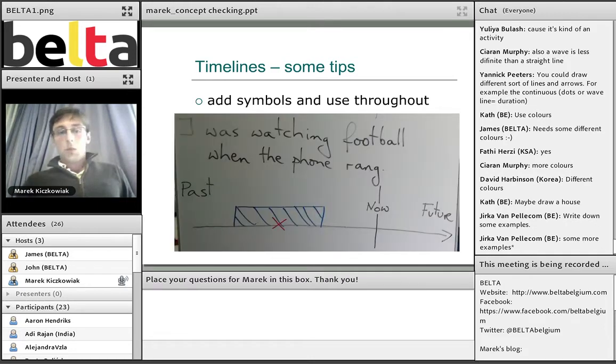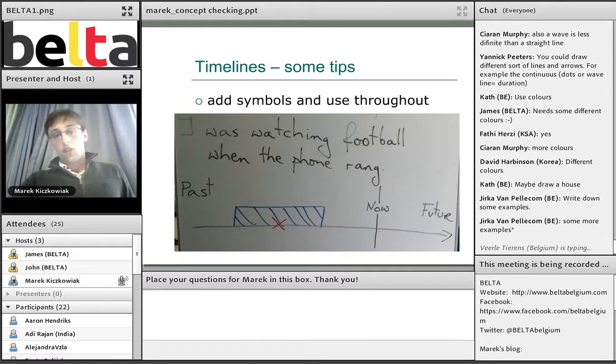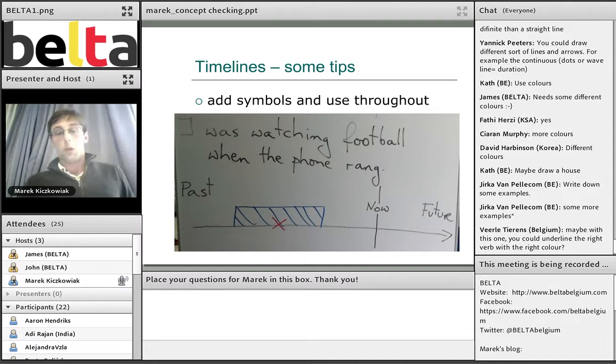Another symbol that you can use, for example, is a square. I put a red cross, I put a cross for actions that are completed, or one point actions, and then I use just a box with lines for actions that continue. And I used two colors in here. I was watching football when the phone rang. And so after drawing this, I could just ask my students which color represents watching football, which color represents the phone.